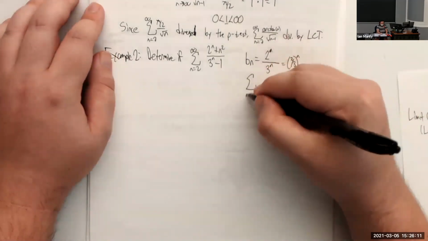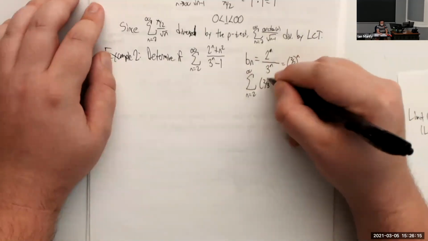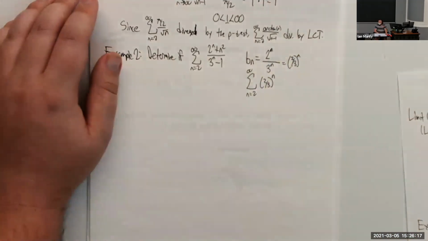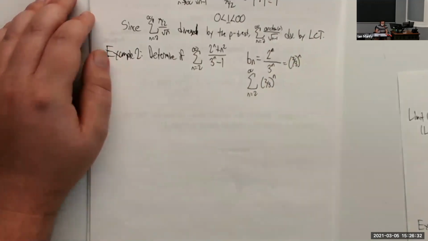All right. So then let's look at the series, the sum from 2 to infinity of 2/3 to the n. So what do you guys think this is going to do as a series? 2/3 to the n. Yeah, it's going to end up converging. That's right.